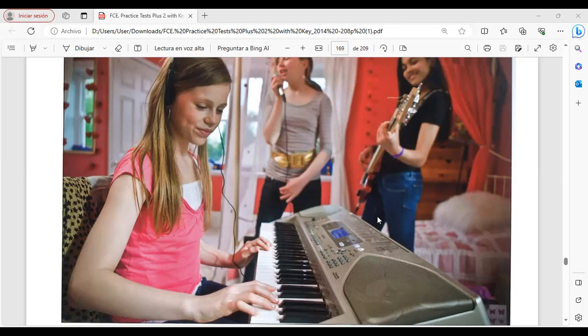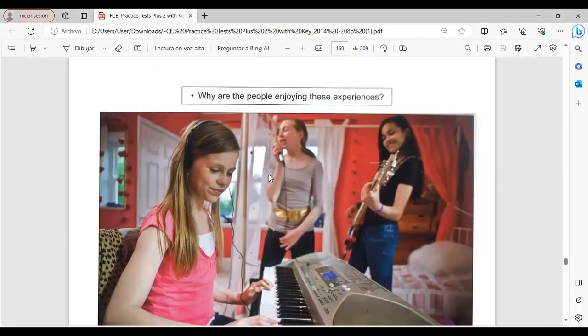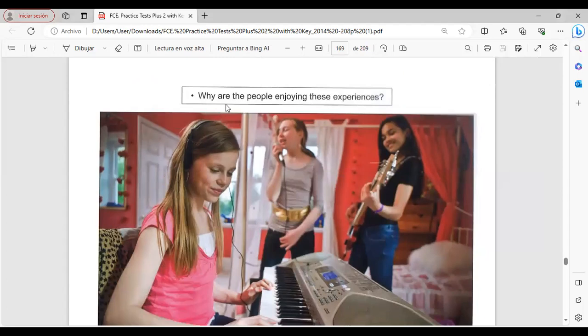But now, what if I show you a question? Look, why are the people enjoying these experiences? With this question, we are ensuring that we know that these girls are having fun. Okay, perfect. So it is connected to what we think and what we infer. But now we need to answer why. Why are the people enjoying these experiences? What can we say? This is a model from the test, guys. And this is what we're going to do with you next week.